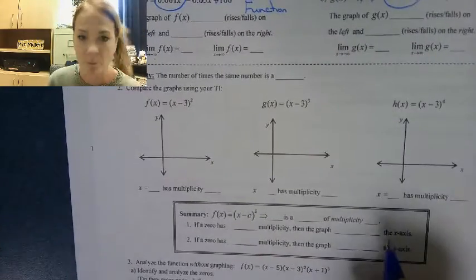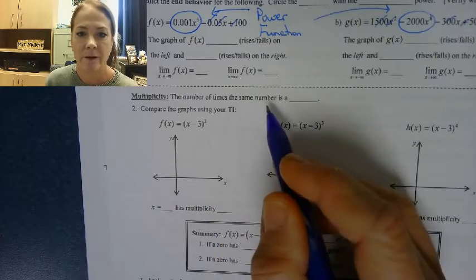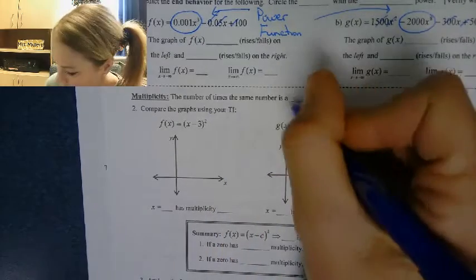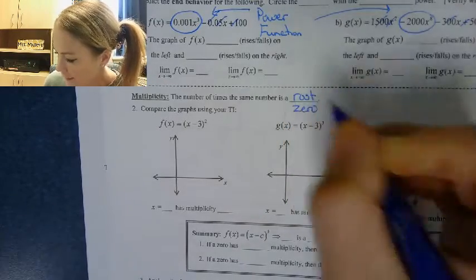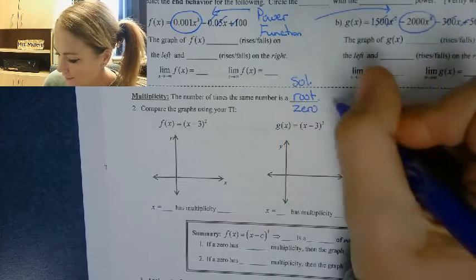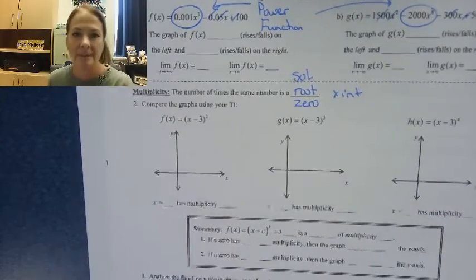Okay, so multiplicity is the word that we're going to start with, and this is the number of times the same number is a root or a 0. Those mean the same thing. That's just a solution, you guys. Also an x-intercept. You can use any of those terms and it means the same thing.